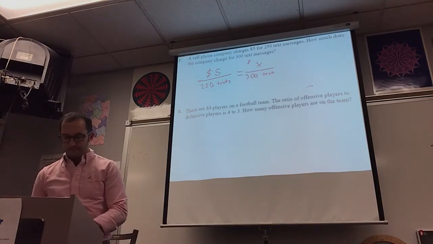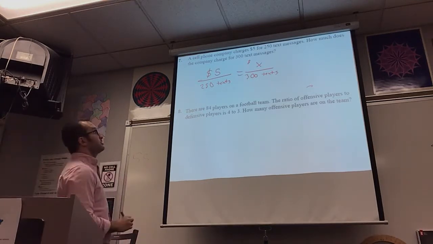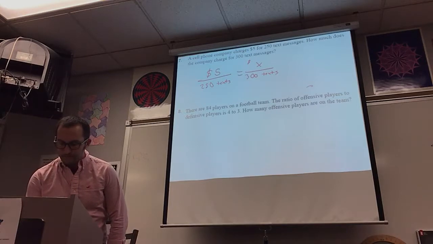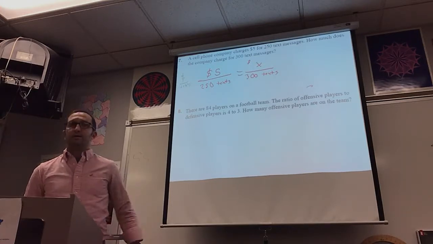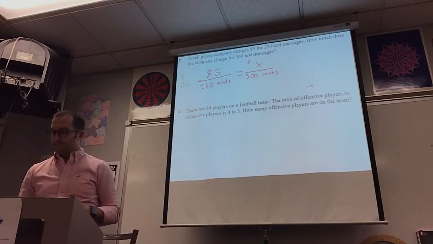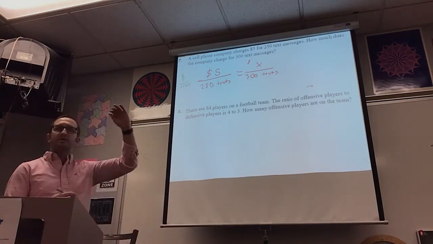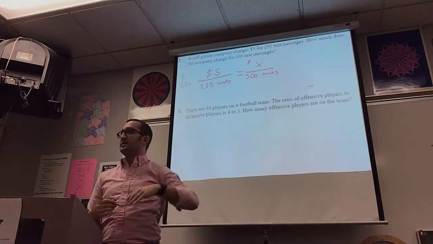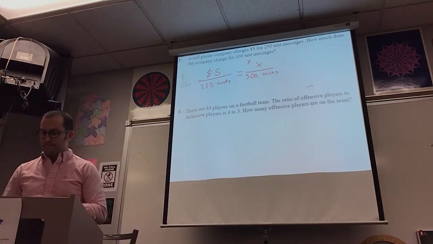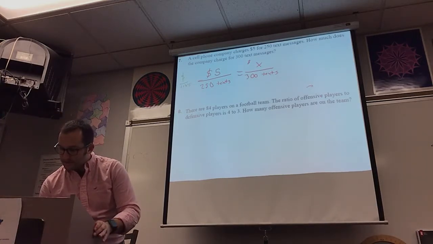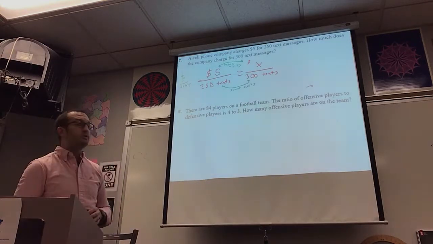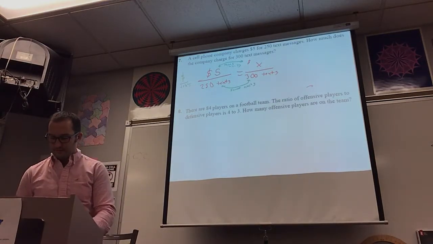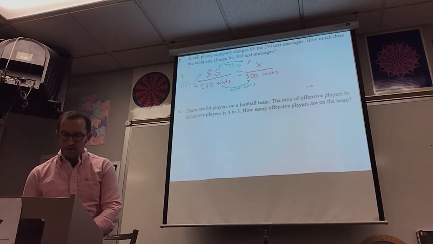Now what I want you to notice is that the numerators are both dollars. The denominators are both texts. That's how we're going to decide how to set up our proportion. If you decide that money's going to go on the top, then money needs to go on the top for both of them. Text is going to go on the bottom for both of them. So you notice these have the same units. Those have the same units. And these are the same group.